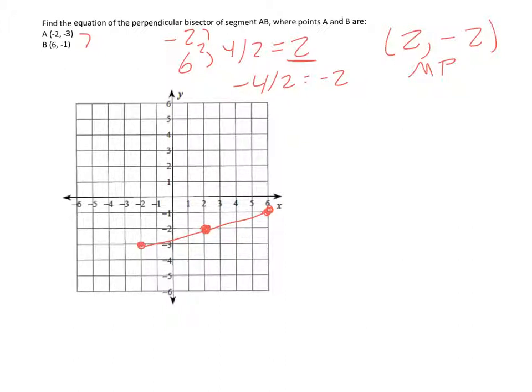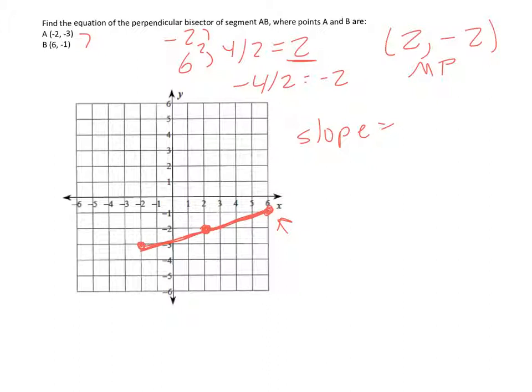So I want to find what line passes through that point and is perpendicular to this segment. We learned earlier how to find the slope of a line that is perpendicular to another line, but what we haven't yet established is the slope of this first segment. Remember, slope is change in y over change in x. So what is the slope of this first line?